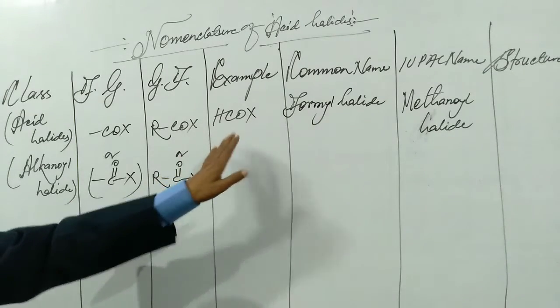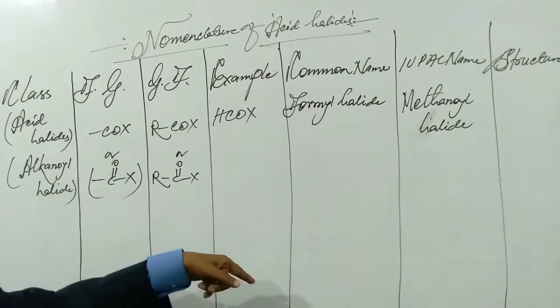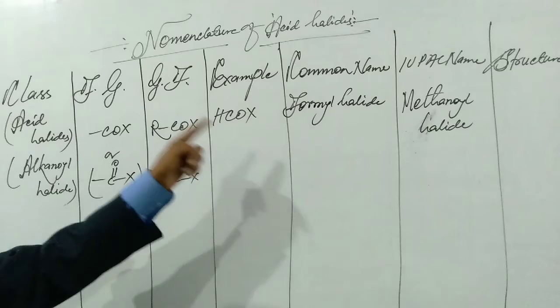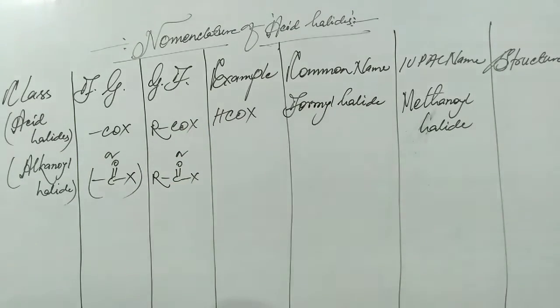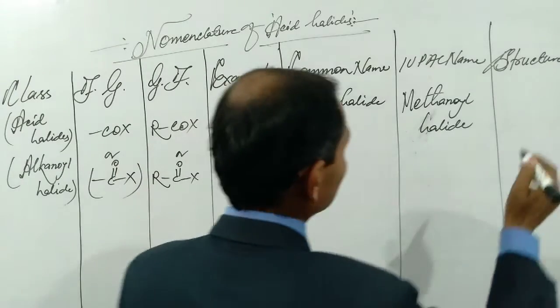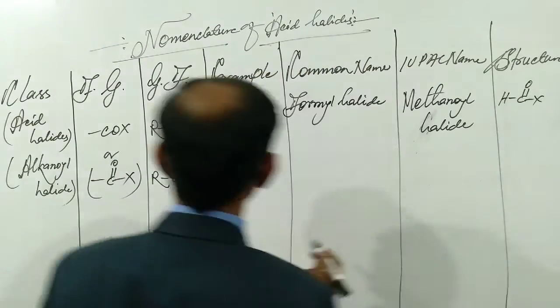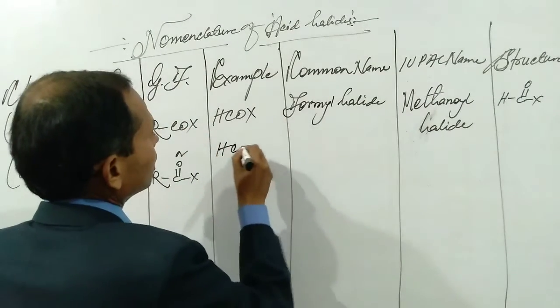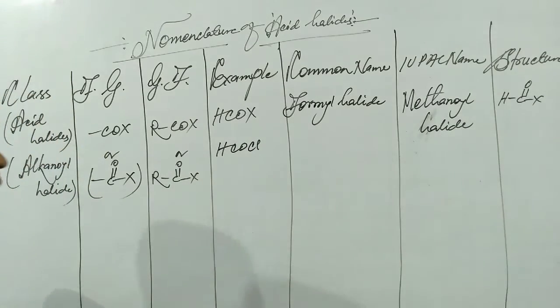In case 2 carbon atoms are present, then ethanoyl halide. In case of 3 carbon atoms, propanoyl halide. In case of 4 carbon atoms, butanoyl halide. In case of 5 carbon atoms, pentanoyl halide. The structure of such compound is like that. In case of X, we can put chlorine, bromine, iodine, fluorine.